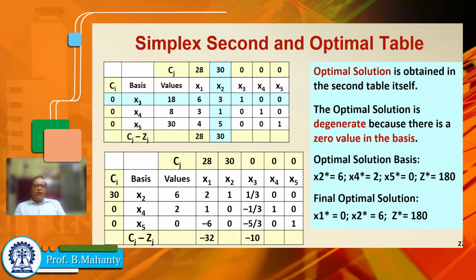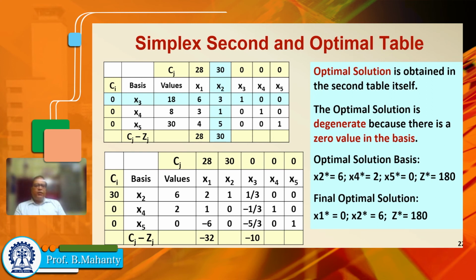So what is the optimal solution? Basis x2 equal to 6, x4 equal to 2 and x5 equal to 0. Therefore z star equal to 180. So what is the optimum solution? x1 equal to 0 and x2 equal to 6, that is 180.